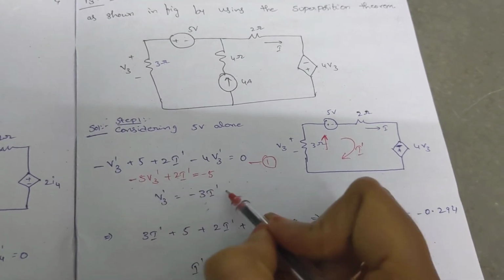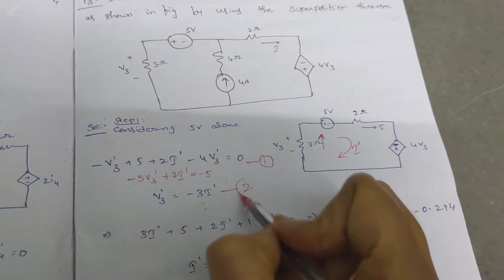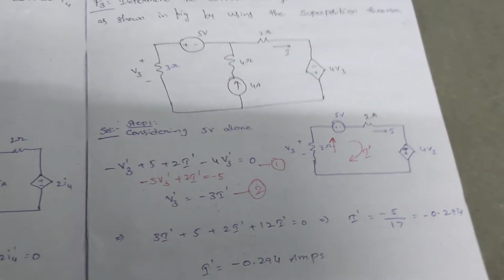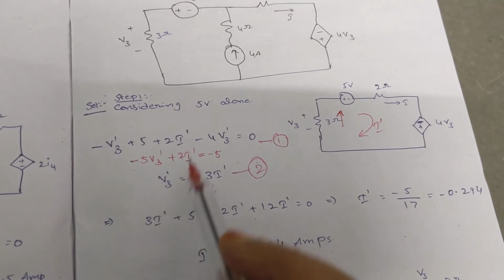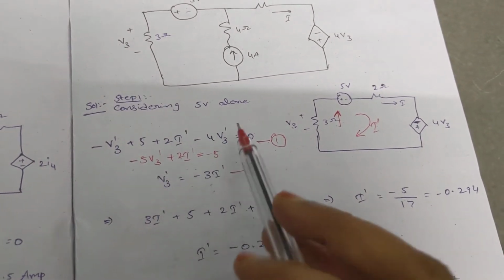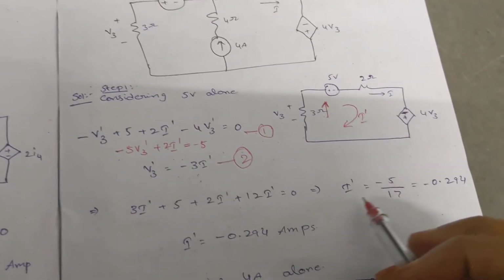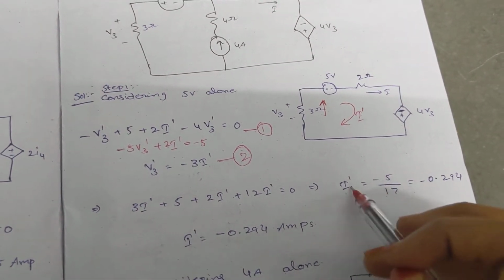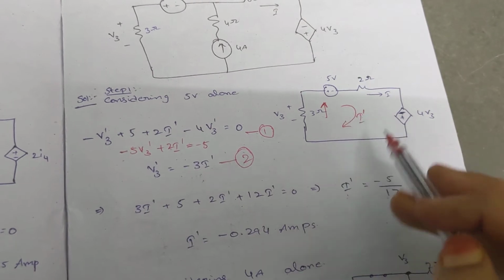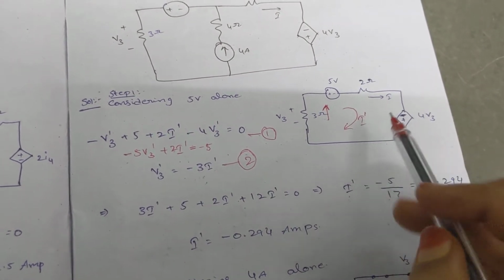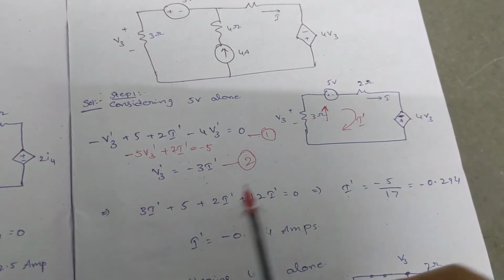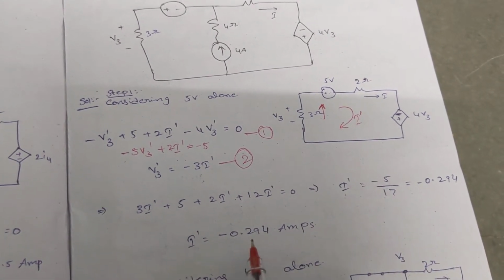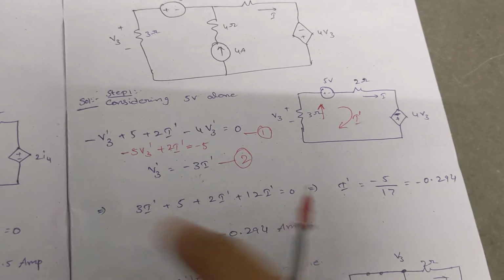Here I have 2 unknowns and 2 equations. I am replacing my second equation in my first equation. If I solve this, I can get the current I dash, the current flowing through this loop because of the 5 volts source. It is nothing but minus 0.294 amperes.